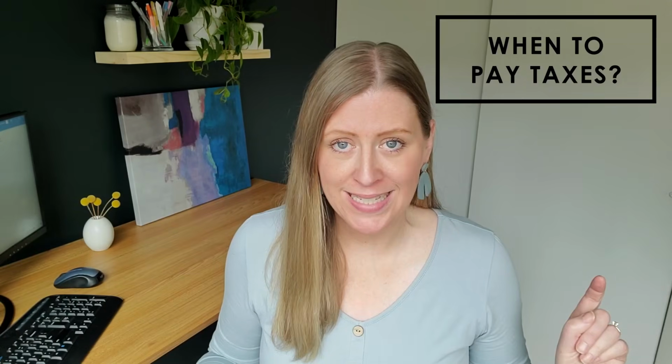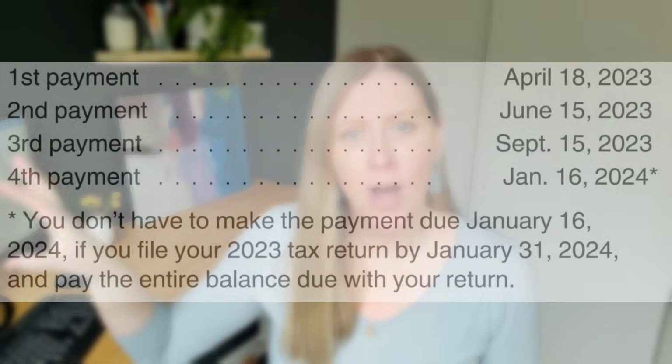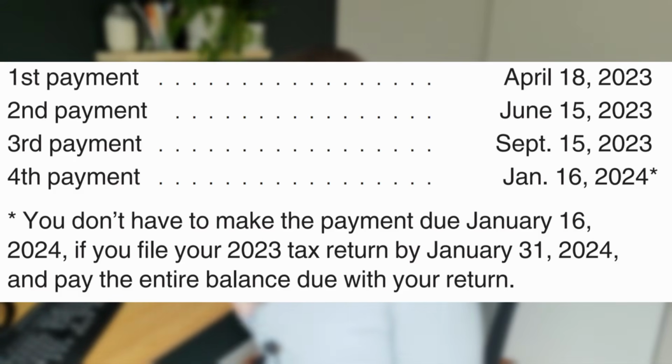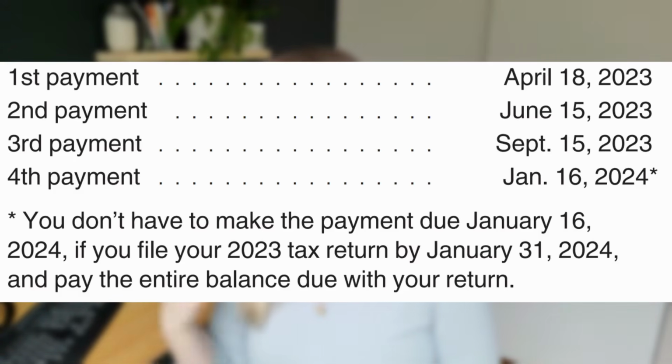When do you pay quarterly taxes? I will put a screenshot on here of all the dates that quarterly taxes are due. So you can see quarter 1 is due April, and then June, September, and January.